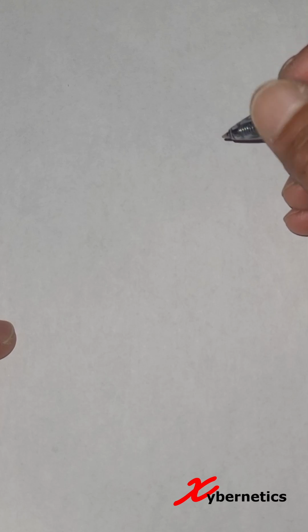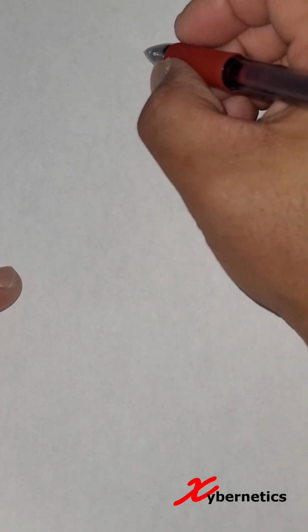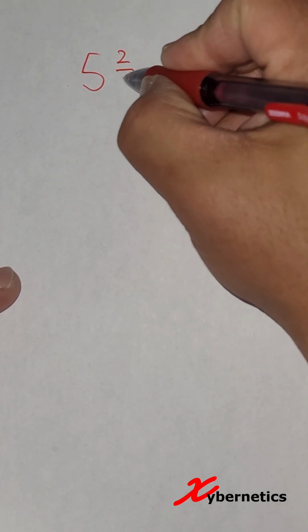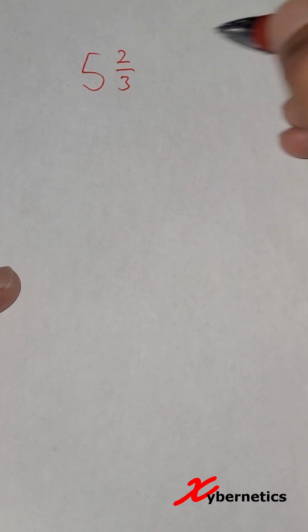This is how you subtract two mixed numbers. But let's start with the basics. What do you mean by mixed numbers? Well, the mixed numbers look something like that. It has a whole number component followed by a fraction component. And this is called a mixed number.